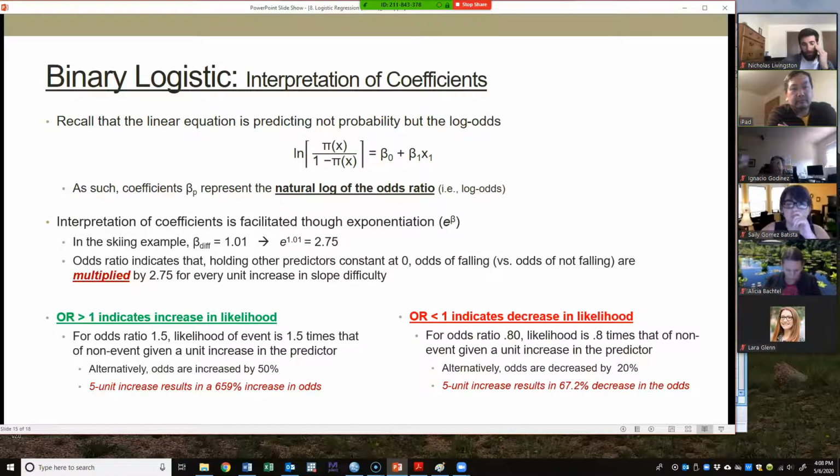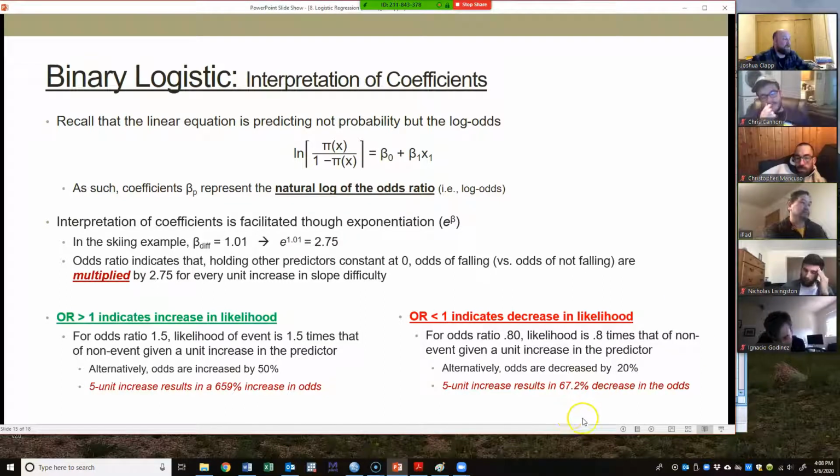Same thing if I've got an odds ratio that's less than 1. This indicates a decrease in the likelihood of some outcome. Okay. Here, if I've got an odds ratio of 0.8, it's saying the likelihood of an occurrence is 0.8 times that of non-occurrence given a unit increase in my predictor. Right. Alternatively, I could say odds are decreased by 20%. How did I get that, Chris M?